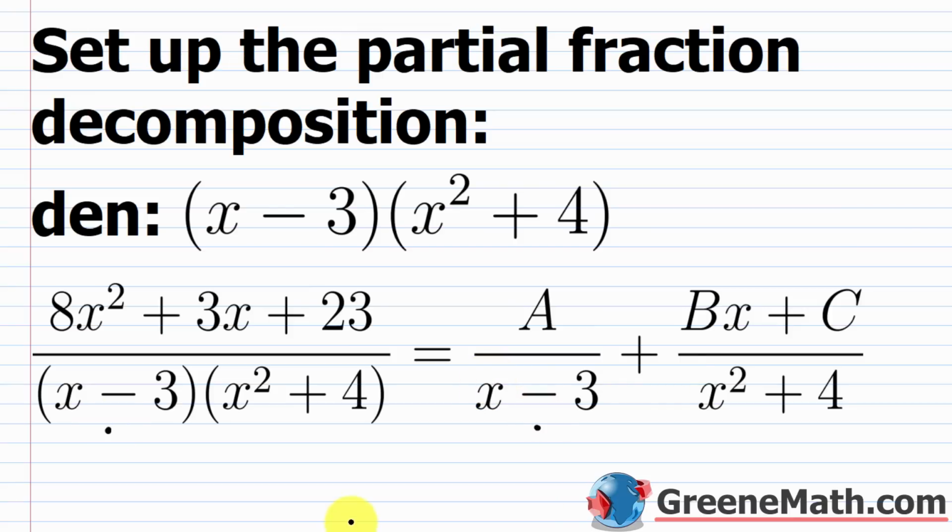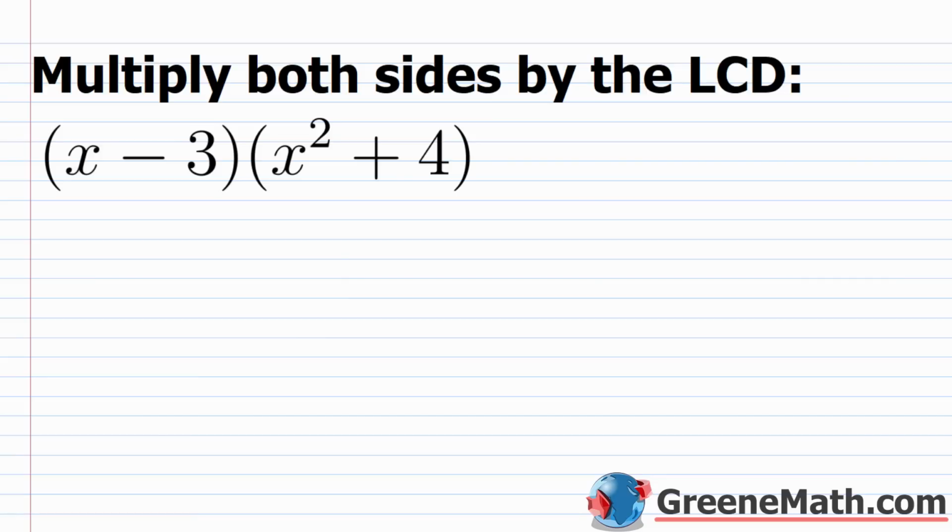So again, that's coming from right there. And then plus bx plus c over x squared plus 4. Again, this is coming from this guy right there. All right, multiply both sides by the LCD. So the quantity x minus 3 times the quantity x squared plus 4.